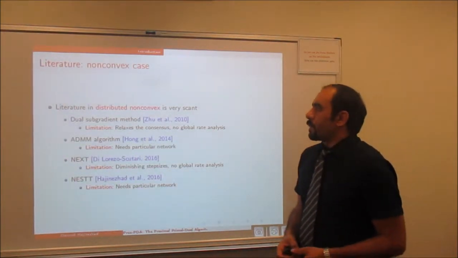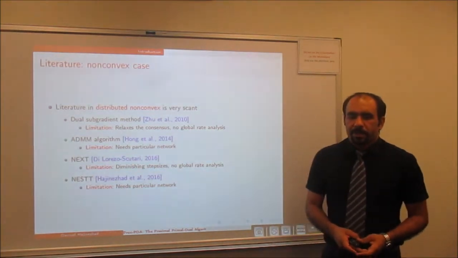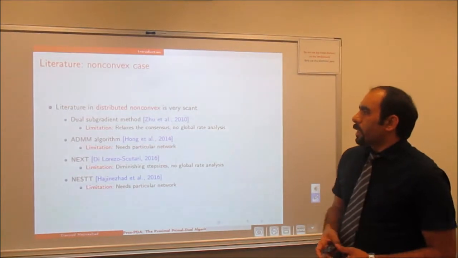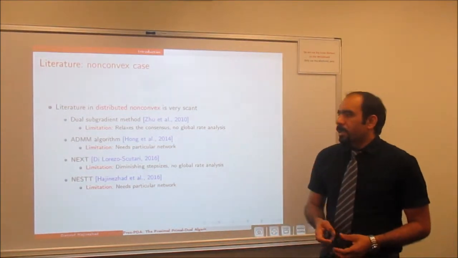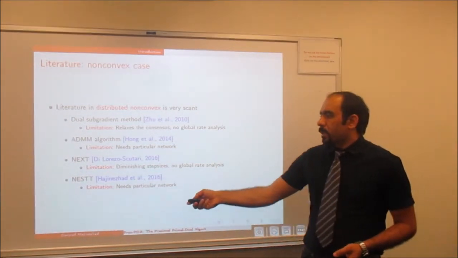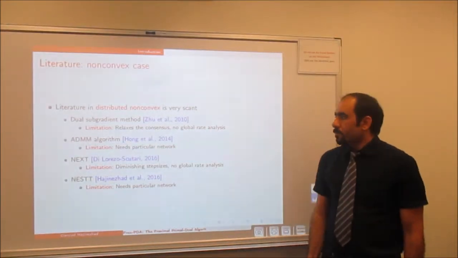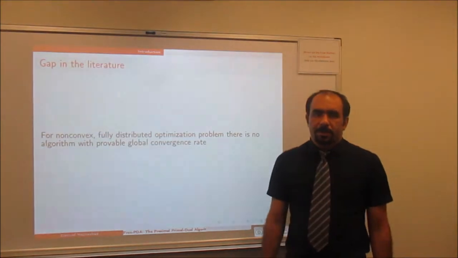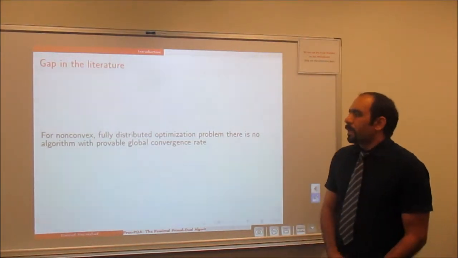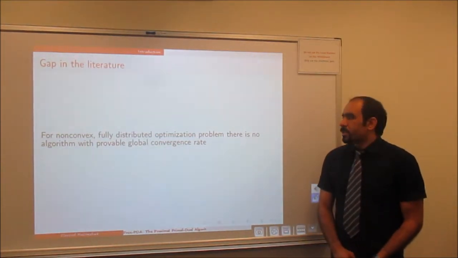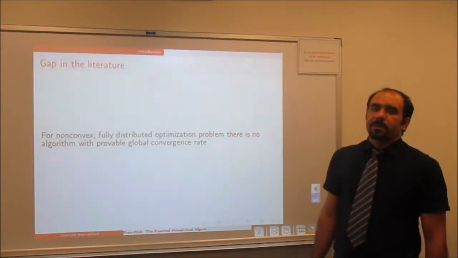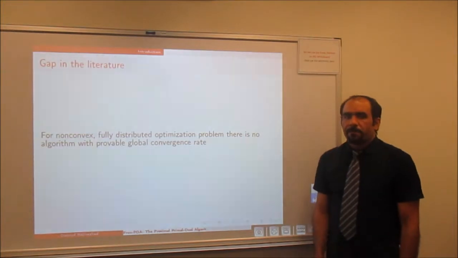But for the non-convex distributed optimization problem, we have only a few algorithms: subgradient, ADMM algorithm, NEXT algorithm, and NEST algorithm. However, there is still a gap in the literature. The gap is that for non-convex, fully distributed optimization problem, there is no algorithm with global convergence rate. So in this research, we're going to fill this gap.